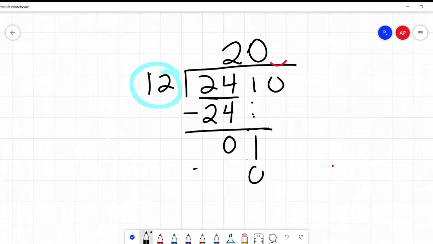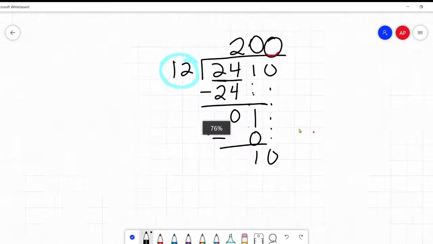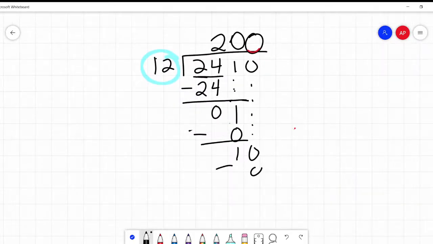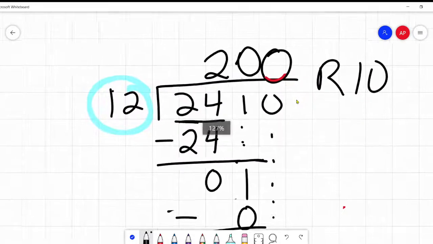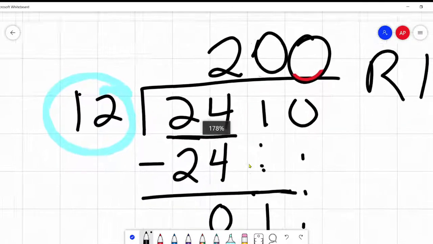Bring down the next 0. 12, does it go into 10? No, I have to write something there. 0 times 12 is 0, and I have a remainder of 10. But anytime I bring down a number, I have to write a number above it. That's why up here, at this very first stage, I'm zooming in.